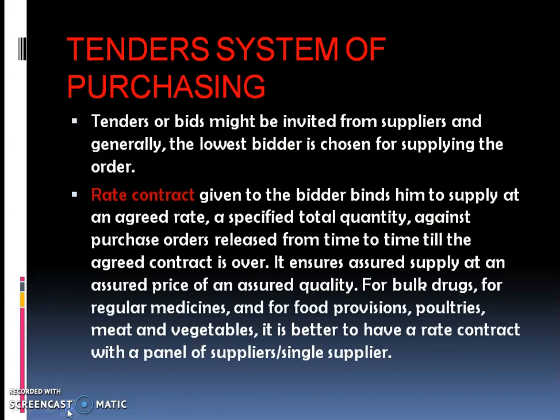Then tender system of purchasing. In this, tenders or bids might be invited from the suppliers and generally the lowest bidder is chosen for supplying the order. Then we have rate contract given to the bidder which binds them to supply at an agreed rate a specified total quantity against purchase orders released from time to time till the agreed contract is over. It ensures assured supply at an assured price of an assured quality. For bulk drugs or regular medicine and for the food provisions, poultry, meat and vegetables, it is better to have a rate contract with a panel of suppliers or a single supplier.